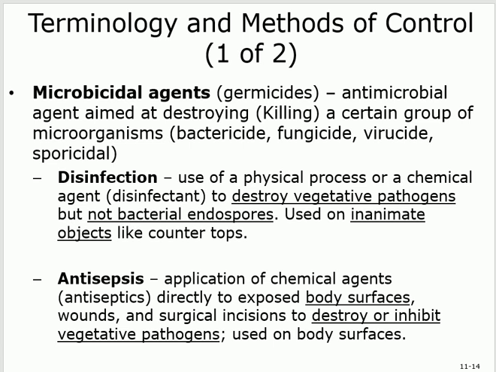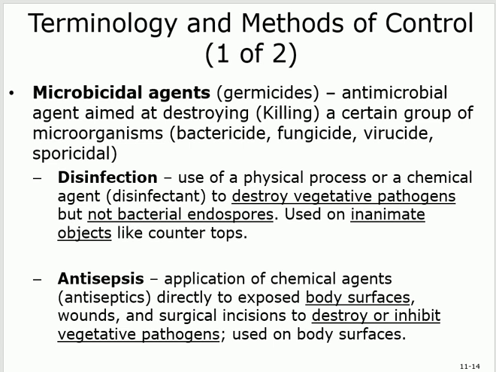Okay? So disinfection. What am I killing? The vegetative form only, not the endospores. And this will be inanimate. You call that disinfection. When you do the exact same thing, but on living tissues, you're talking about something else. Is that clear? So this is number one. Number two, antisepsis. You're using a chemical agent, for example, an antiseptic, on body surface to kill vegetative pathogens. Is that clear?